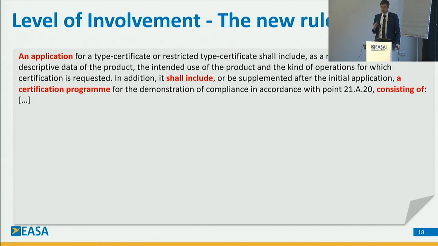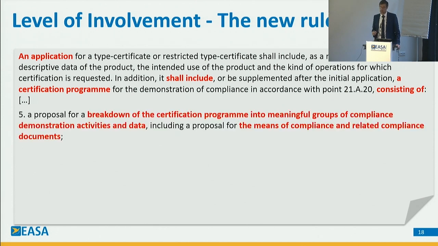And the important wording for you is that your application shall include a certification program that consists of, and then we're talking about two numbers in 21A15. The first one is a proposal for a breakdown of the cert program into meaningful groups of compliance demonstration activities and data, including a proposal for the means of compliance and related compliance documents. So there are two elements here.